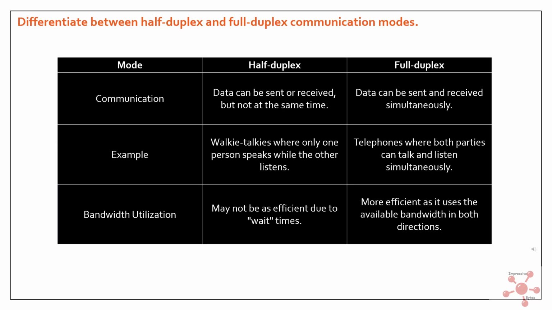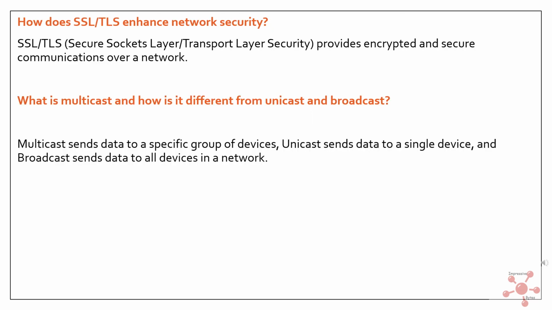Differentiate between half-duplex and full-duplex communication modes. Picture a one-lane road versus a two-way street. Half-duplex lets data travel one way at a time, whereas full-duplex lets it flow both ways simultaneously. How does SSL/TLS enhance network security? SSL/TLS, Secure Sockets Layer/Transport Layer Security, provides encrypted and secure communications over a network.